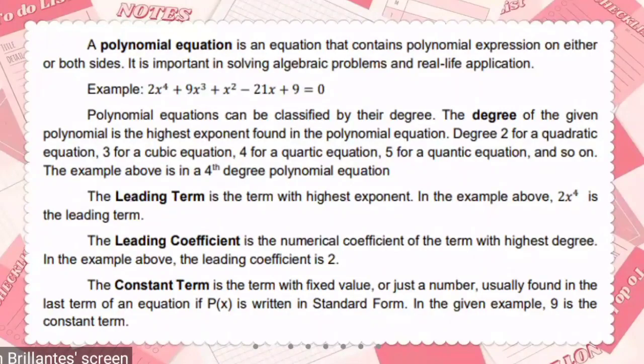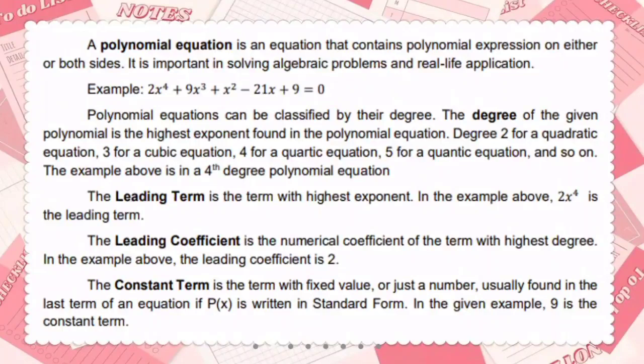So, for example daw, we have 2x raised to 4 plus 9x raised to 3 plus x squared minus 21x plus 9 is equals to 0. Then, the polynomial equation can be classified by their degree. So, meron din tayong degree. The degree of the given polynomial is the highest exponent found in the given equation. The degree 2 for the quadratic equation.